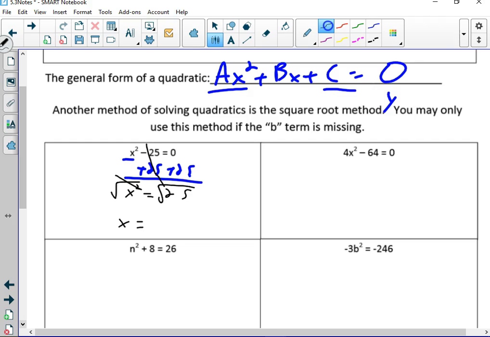Now, here's the catch. That is not correct. Or it's not correct completely. What? Yeah, very good. Plus or minus. Because negative 5 times negative 5 is also 25. The square root of a number is always going to have that plus or minus. So you got to be careful about that. Okay.